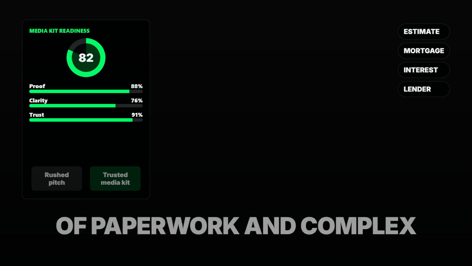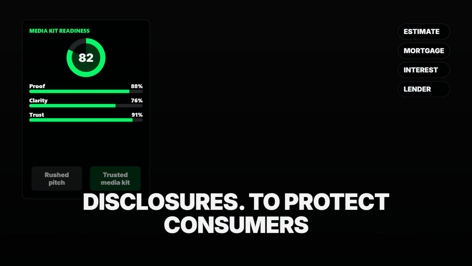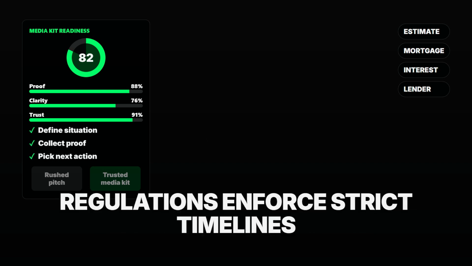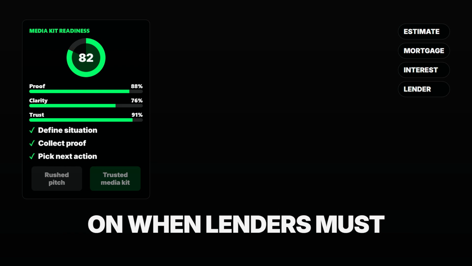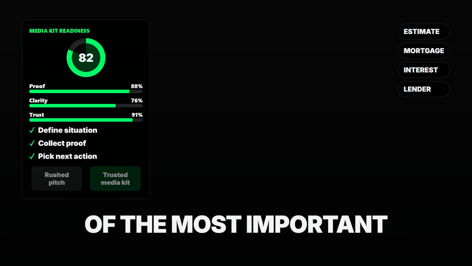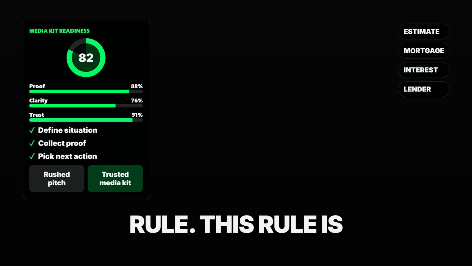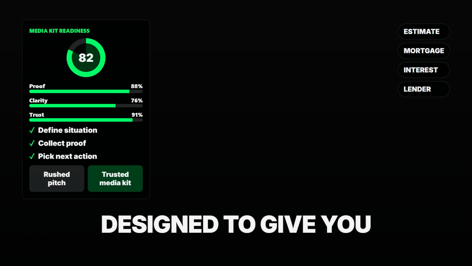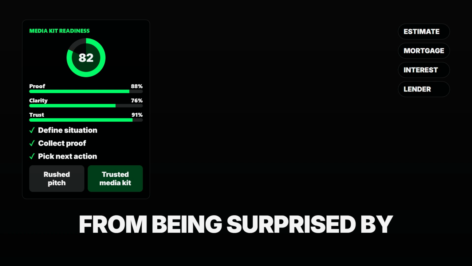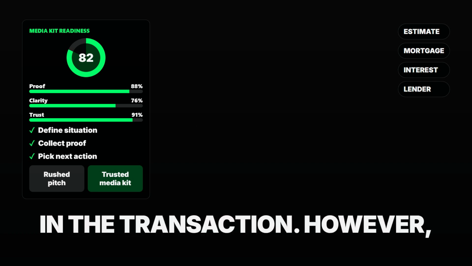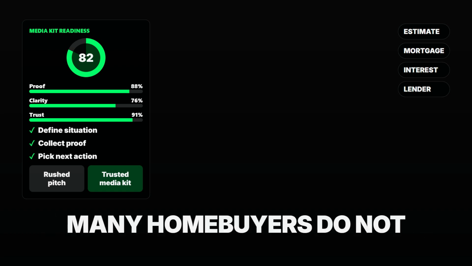Welcome to Mortgage Map. Navigating the mortgage application process can feel like swimming in a sea of paperwork and complex disclosures. To protect consumers from hidden fees and deceptive lending practices, federal regulations enforce strict timelines on when lenders must disclose financial information. One of the most important consumer protection guidelines is the 3-day loan estimate rule. This rule is designed to give you clarity and prevent you from being surprised by unexpected closing costs or high interest rates late in the transaction.